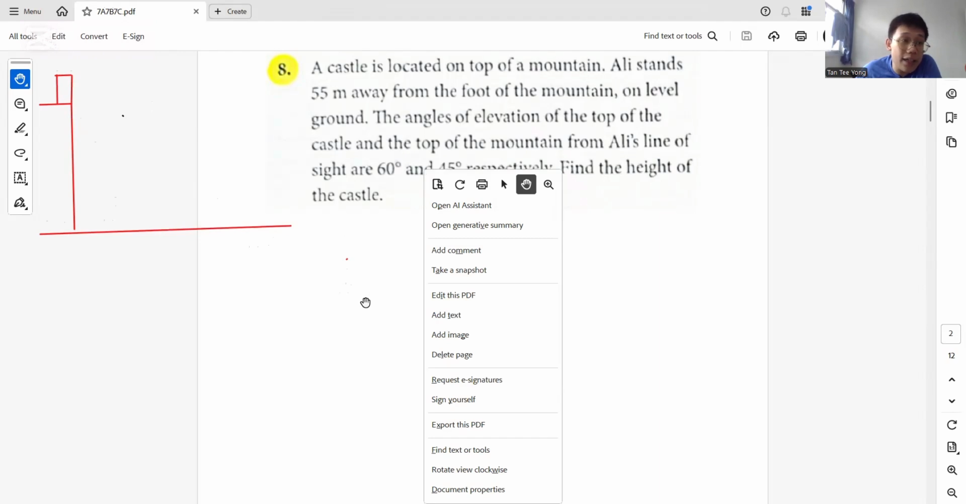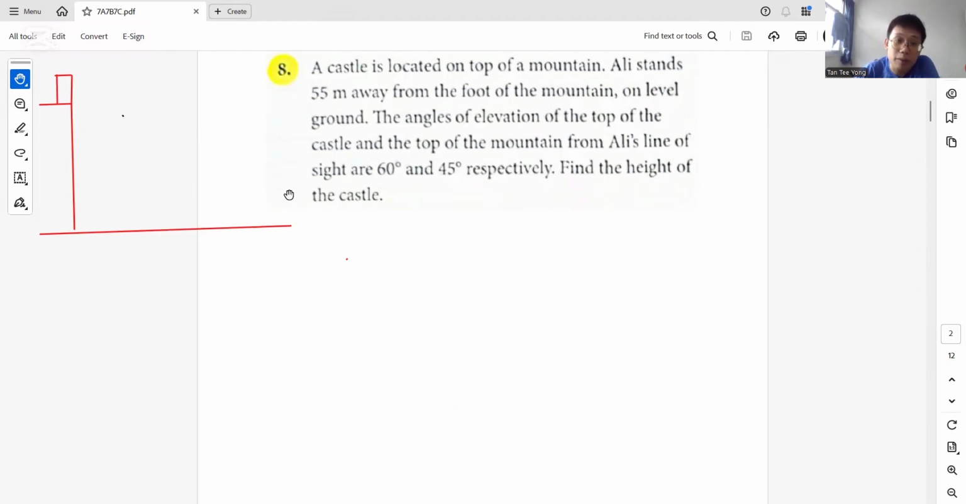Okay, then Ali is where? 55 meters away from the foot of the mountain. So let's say Ali is going to be here. So this is Ali, at this point. Okay, so Ali is here, and this is 55 meters away from the foot of the mountain.